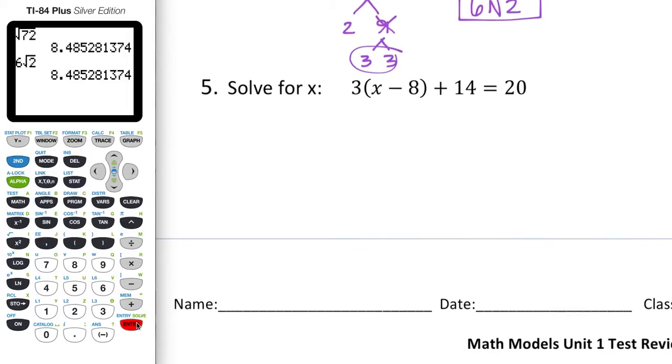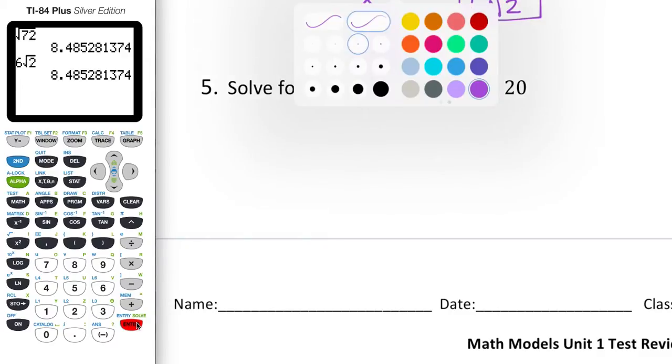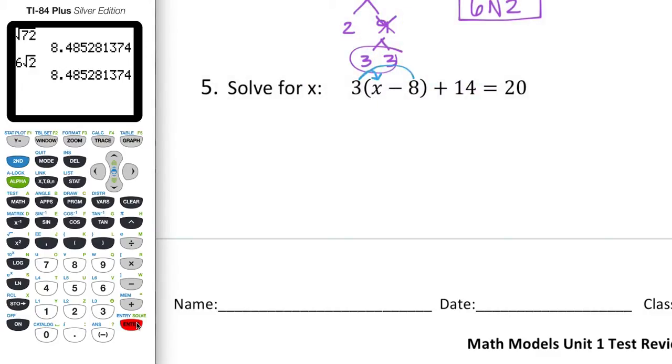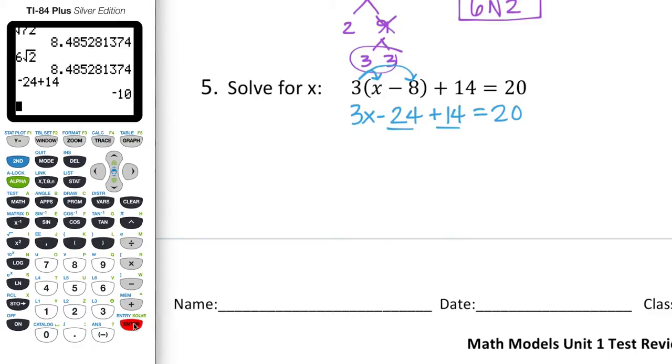Okay, so number 5. Number 5, we're going to have to distribute that 3 first. I'll change colors here real quick. So we're going to distribute that 3 to both of the things inside of our parentheses. So we'll have 3x minus 24 plus 14 equals 20. We do have like terms, so we have 2 constant numbers. So negative 24 plus 14 is going to give us a negative 10. So we'll have 3x minus 10 equals 20.